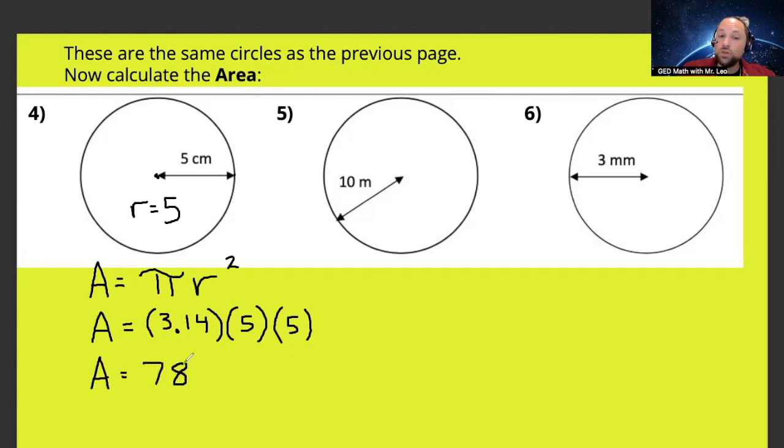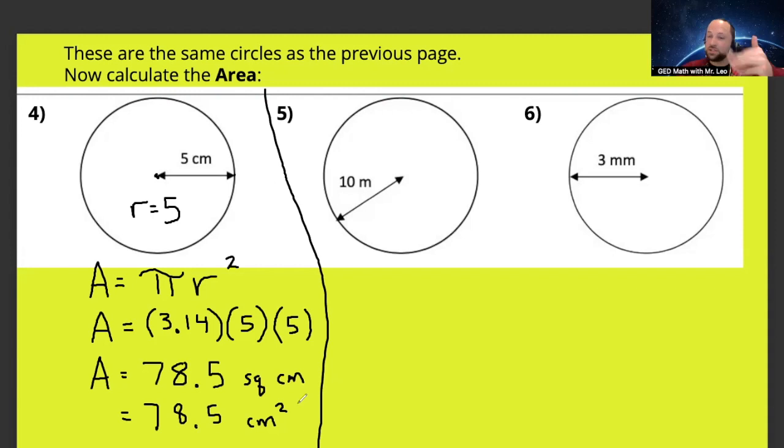Now, what are the units? Well, the original diagram was in centimeters, but because we're doing area, we have to answer as square centimeters. Area is always square units. We could write it this way, or we could write it this way with the little 2 in the corner. All right, these are the same answers. You need to get used to seeing both of these. Square centimeters or centimeters squared. These mean the same thing.